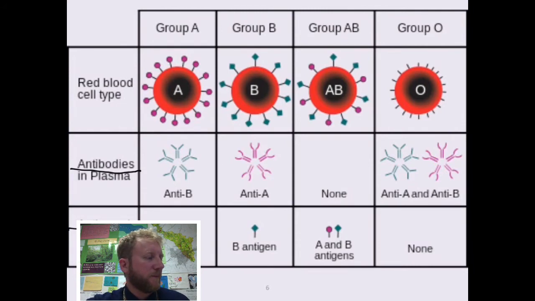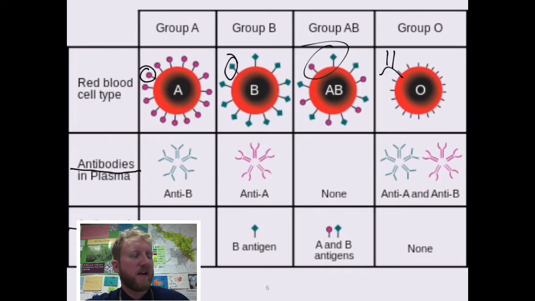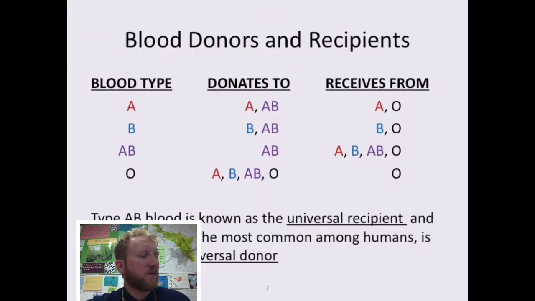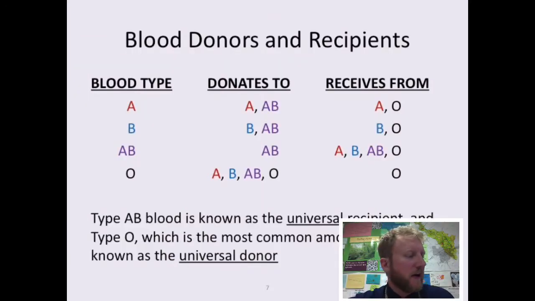Okay, so if I have A antigens, I'm going to have a certain shape to them, the same thing with B. If I have AB, if you notice, they have both. O has none of them, all right? But they produce both sets of antibodies. When we're looking at donating and receiving, one thing to keep in mind is you can always donate and receive from your same blood type, okay? So if I'm A, I can give to A, I can receive from A, okay?